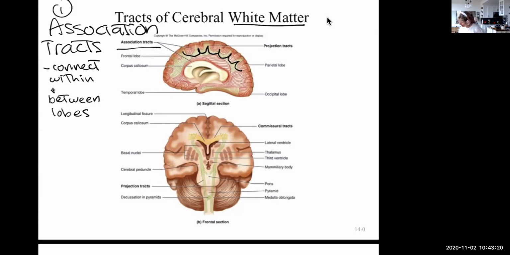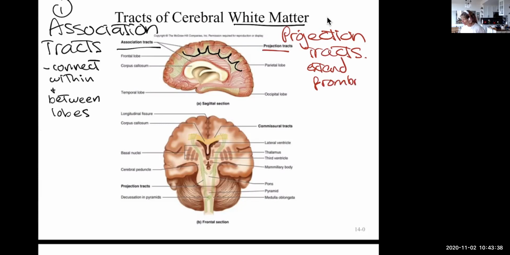Projection tracts project out of the brain. So they extend from the brain to the spinal cord.